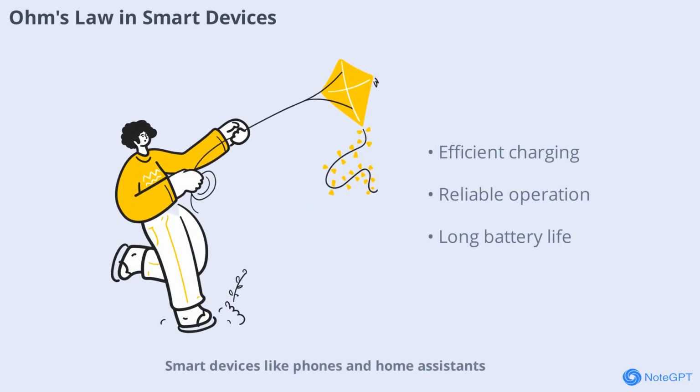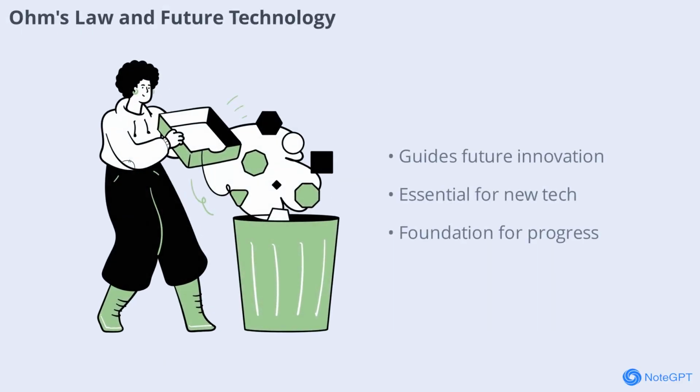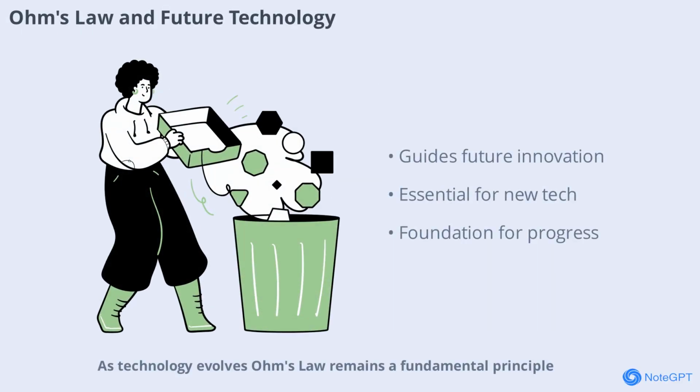Smart devices like phones and home assistants use advanced circuits designed with Ohm's law. Engineers calculate the right values to ensure efficient charging, reliable operation, and long battery life. This principle is at the heart of the technology that powers our connected world. As technology evolves, Ohm's law remains a fundamental principle. From quantum computers to renewable energy grids, understanding the relationship between voltage, current, and resistance is essential for innovation. The law continues to guide engineers and scientists as they develop the next generation of technology.